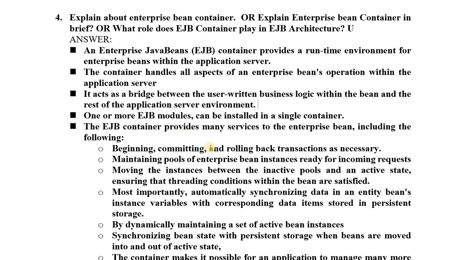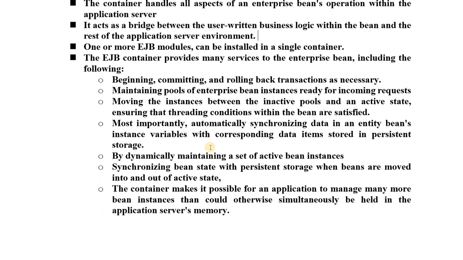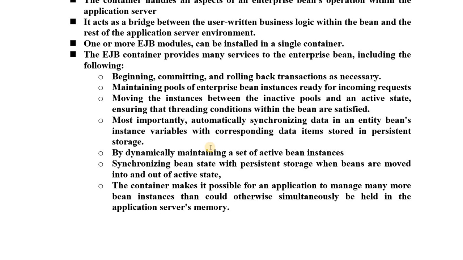EJB container provides us with different services. What are those services? One, it handles transaction management. So what does it handle in transaction management? Starting a transaction, committing a transaction, and rolling back the transaction. It maintains a pool of enterprise bean instances. It keeps shifting the instances from the inactive pool to the active state. It ensures that the threading condition is satisfied.